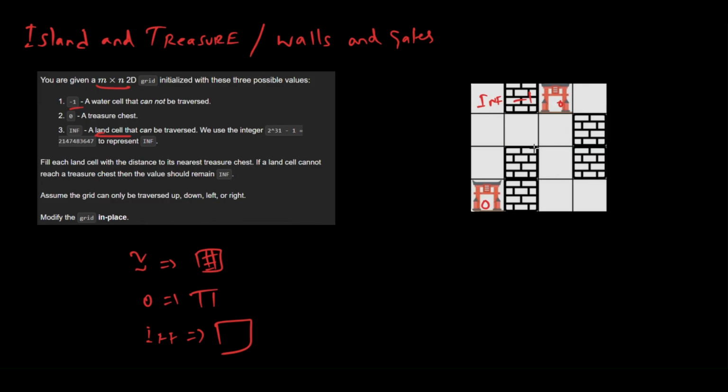Let's further read the question and see what they are asking exactly. Fill each land cell with the distance to its nearest treasure chest, which means we need to start from each and every land cell, check what the nearest gate is, and update the distance. In this case, starting from this position, I can go 1, 2, 3 and reach this place as 4.